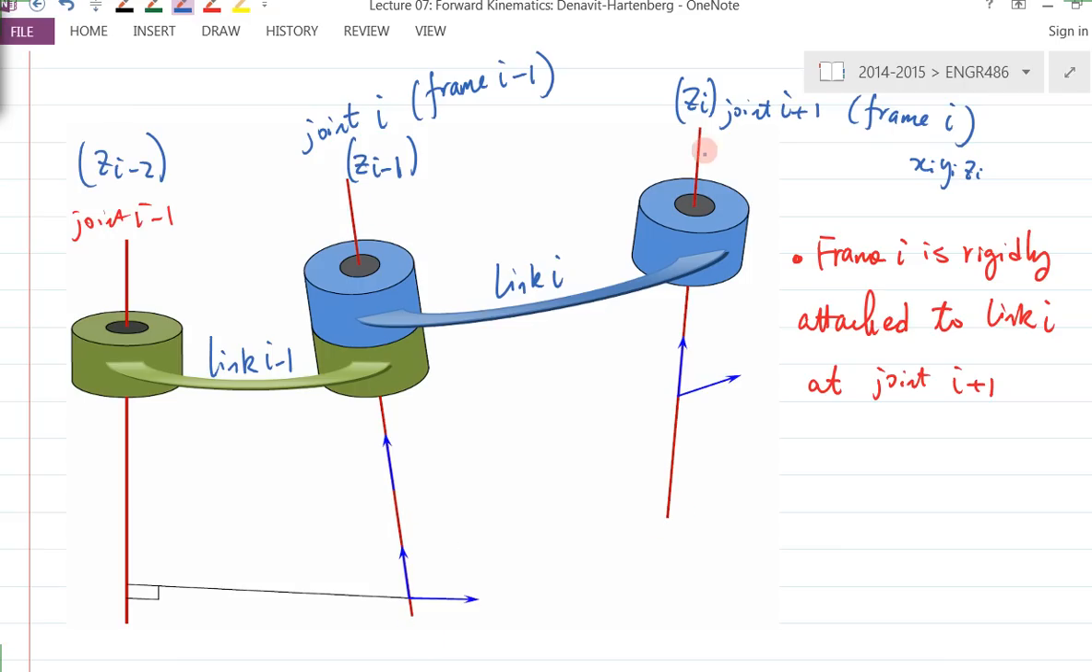You see, the way they draw these two, one is over here, one is over here. They don't intersect, and you can always find a common normal between these two. That's a line, perpendicular to both of these z axes and intercepting both axes. That's the direction of Xi minus 1, the direction of the Xi axis.